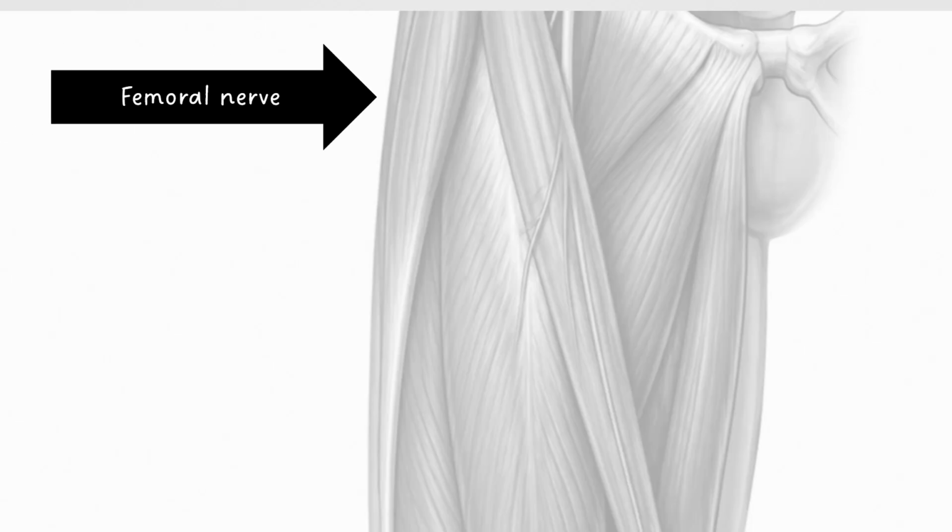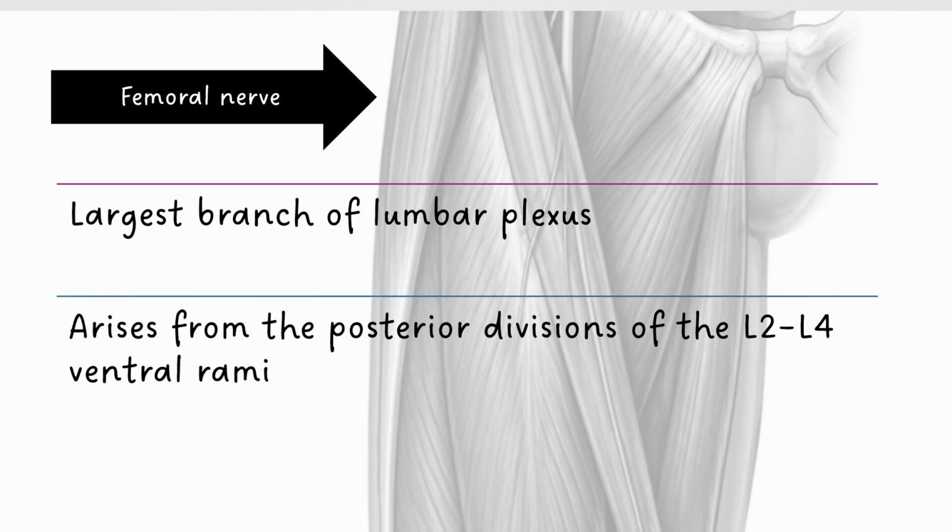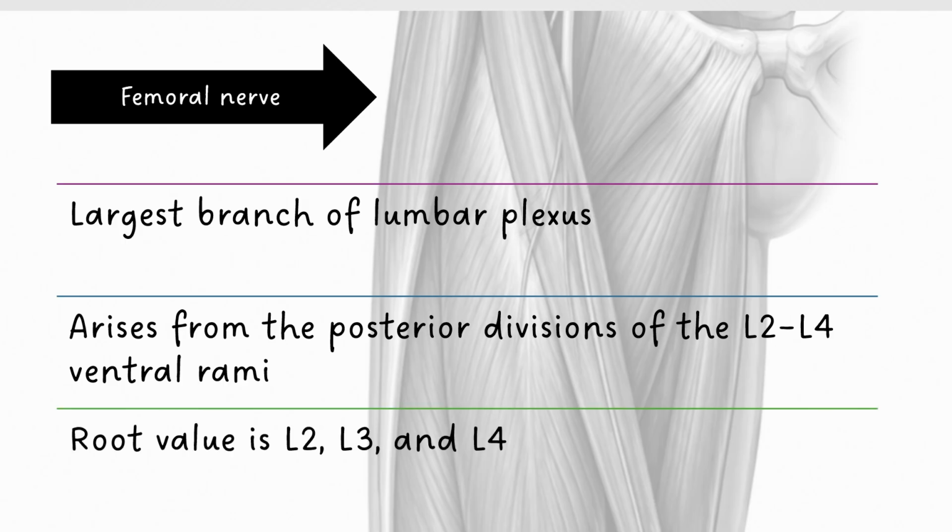The femoral nerve is the largest branch of the lumbar plexus. It arises from the posterior divisions of the L2 to L4, that is L2, L3 and L4 ventral rami. And the root value of the femoral nerve is L2, L3 and L4.